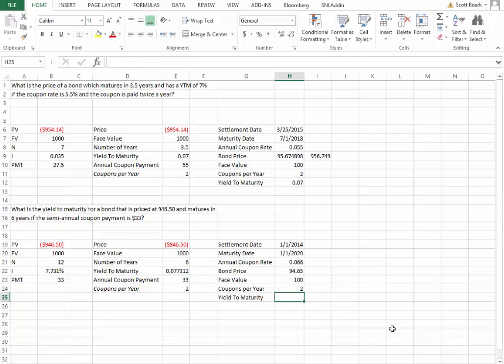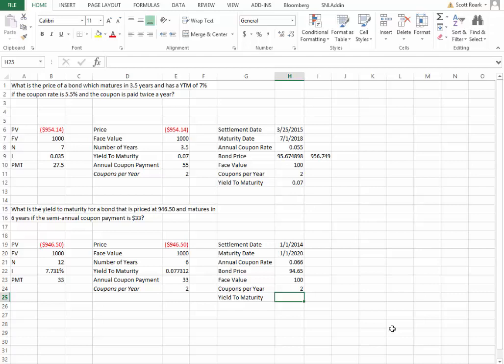I've set the settlement date and the maturity date to be 6 years apart. The annual coupon rate is given to us. Well, actually, we have to infer that. The coupon payment is $33 every 6 months. That means it's $66 per year. And if we divide $66 by the $1,000 face value, we would get an annual coupon rate of 6.6%. The bond price, we're given that as $946.50. I need to express that in percentages of par. So because par is $1,000, that means the price is 94.65% of par.